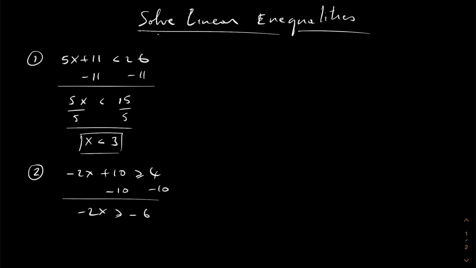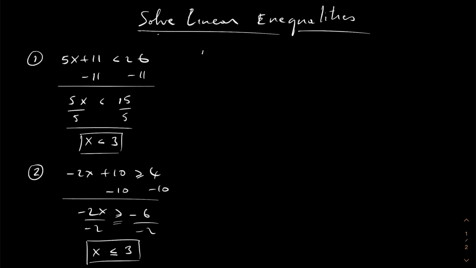And of course, the last thing you need to do here is divide by negative 2. And remember, whenever you divide or multiply by a negative number, you get to switch the sign of the inequality. So in this case, we're going to have x less than or equal to 3. Not bigger than or equal, less than or equal. So you switch the sign of the inequality here, and you're done.